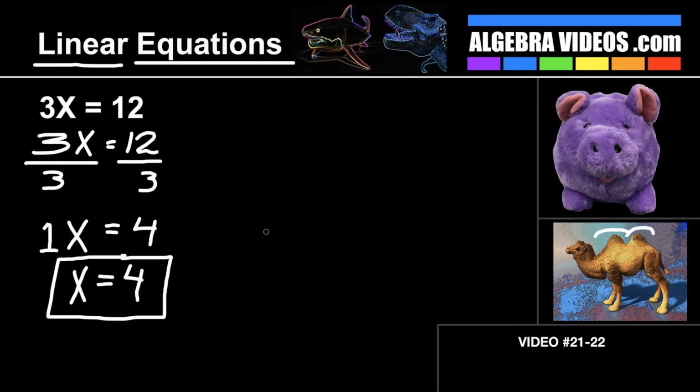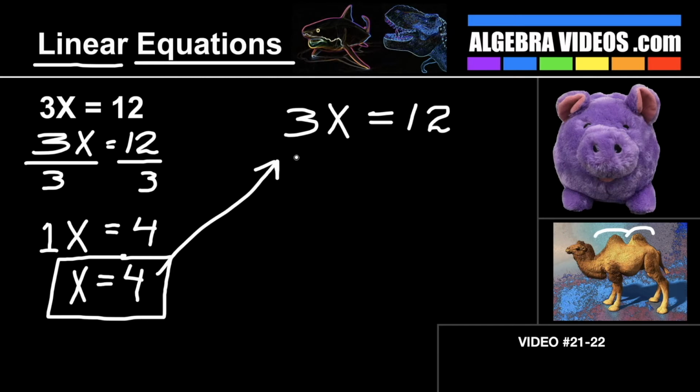Now, one thing you can do just to check your work is you can plug that 4 back into the original equation. So let me just do that just to show you how to check your work. I'm going to rewrite the original equation, 3x equals 12. This is just to check our work. And I'm going to plug in the 4. x equals 4 right there, and see if it works.